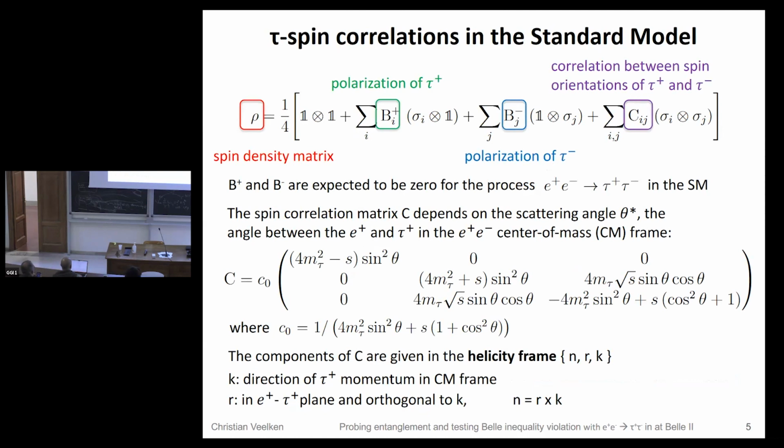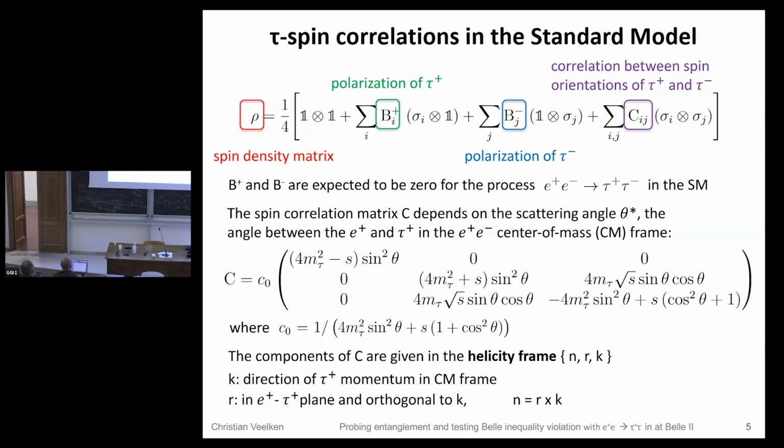It's a 4x4 matrix, and you decompose it into the polarization of the tau plus, which is a 3-dimensional vector, the polarization of the tau minus, which is a 3-dimensional vector, and the 3x3 matrix, 9 elements, which is the spin correlation of the tau plus and the tau minus. So this is the average cross section, and then 3 plus 3 plus 9 gives you the 16 degrees of freedom.